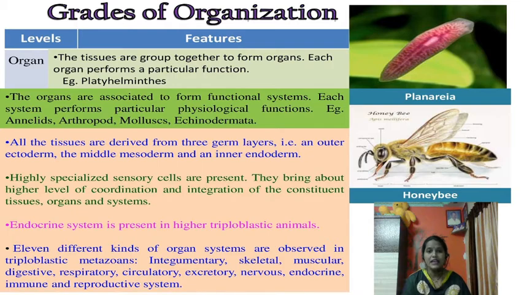Endocrine system is present in higher triploblastic organisms, and 11 different kinds of organ systems are observed in these organisms. So these 11 types of organ systems are integumentary, skeletal, muscular, digestive, respiratory, circulatory, excretory, nervous, endocrine, immune and reproductive system.